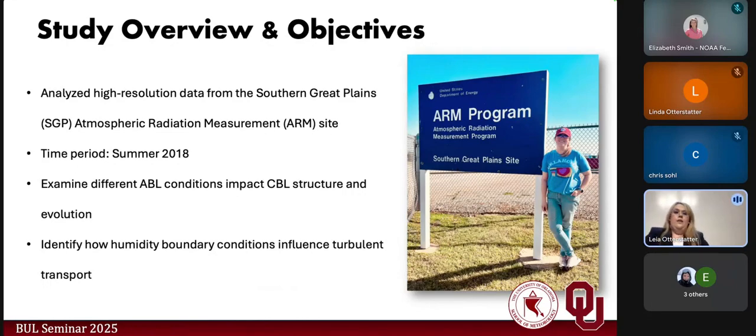But in order to do that, we analyzed high-resolution data from the Southern Great Plains site, and we are specifically looking at the summer of 2018. So that is May 15th through October 15th, 2018. And we are examining different ABL conditions and how they impact the convective boundary layer structure and evolution throughout that time period. And we also want to identify humidity boundary conditions and how they influence transport within the CBL.